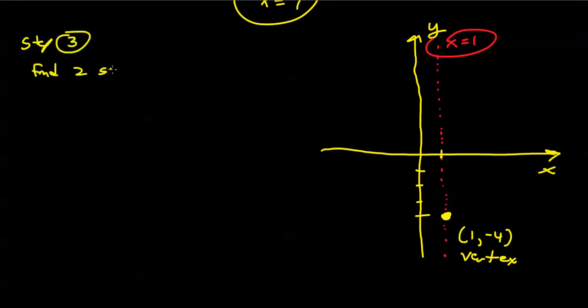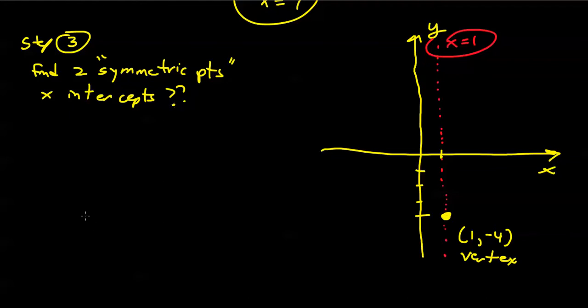Find two symmetric points. Again, we need some sense of how wide or narrow this parabola is. Okay? Well, if the X intercepts are easy to find, it may be a good idea to find the X intercepts. Okay? And I think we can find the X intercepts of this parabola pretty quickly if I consider the original equation, y equals x squared minus 2x minus 3.